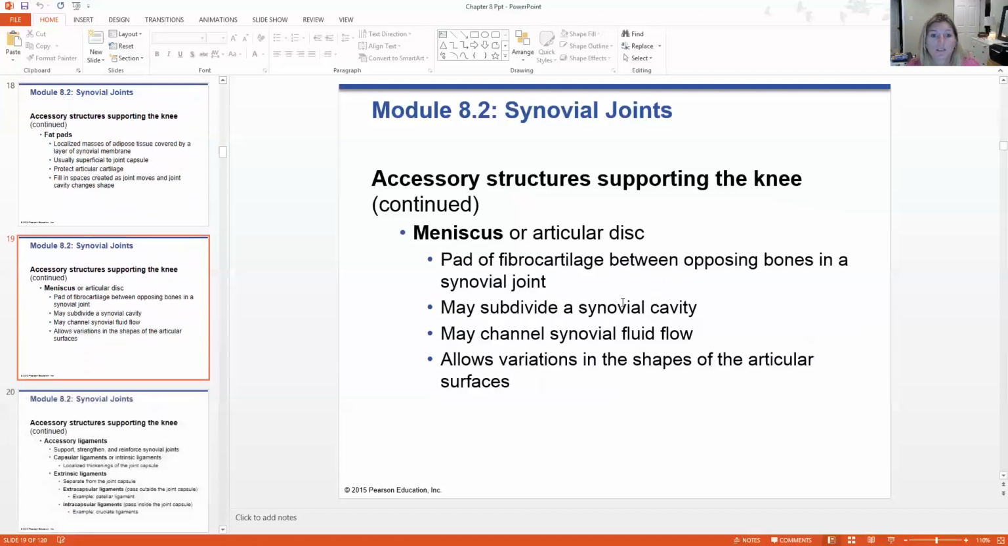In the knee joint specifically, there's also a meniscus or articular disc. This is a fibrocartilage pad. It's not a fat pad. It's fibrocartilage, and it's between the bones. It can subdivide the synovial cavity. It can also help direct the synovial fluid flow, and there can be variations in the shape of the fibrocartilage because it basically fits like a puzzle piece between the bones.